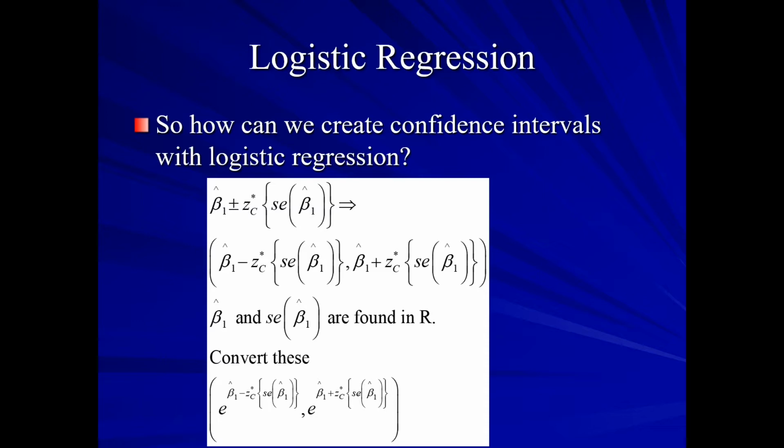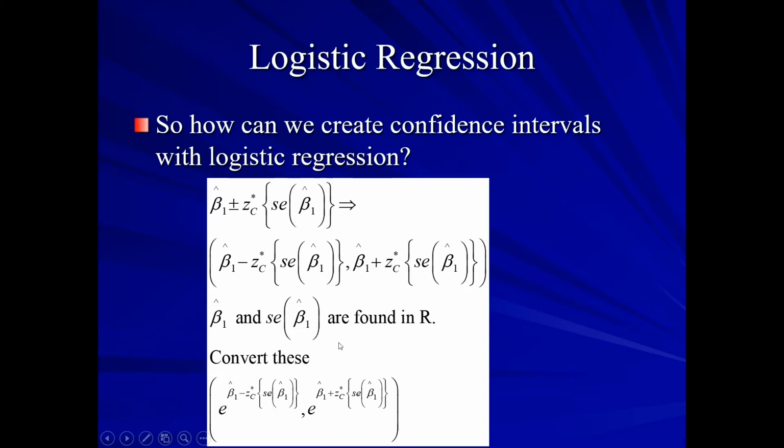Now we'd like to look at how we can create confidence intervals using R for logistic regression. Recall, our confidence interval formula is our point estimate plus or minus our margin of error, where our margin of error consists of Z star times our standard error. In this case, we're looking at our point estimate of beta hat 1 and the standard error of beta hat 1. Well, this is just beta hat 1 minus our margin of error and beta hat 1 plus our margin of error. Now, beta hat 1 and the standard error of beta hat 1 are both found in R.